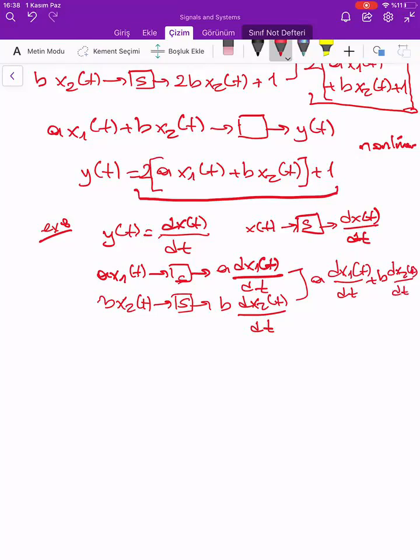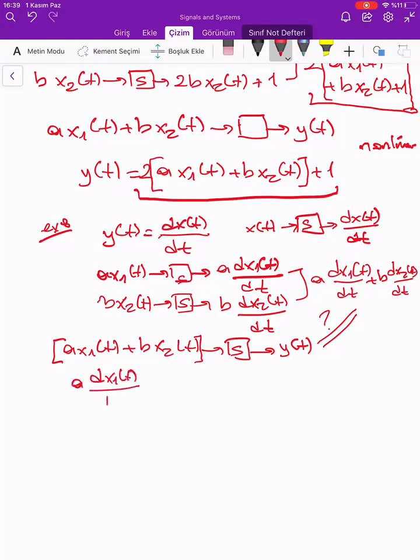Now I should check: a x1 of t plus b x2 of t is my input to my system, and y of t would be the output, and I would check if these two are equal to each other. If I take this as my input, I would take the derivative of each component, a dx1 of t over dt plus b dx2 of t over dt will be equal to y of t. And you see these two are equal to each other. That means the system is linear, okay?